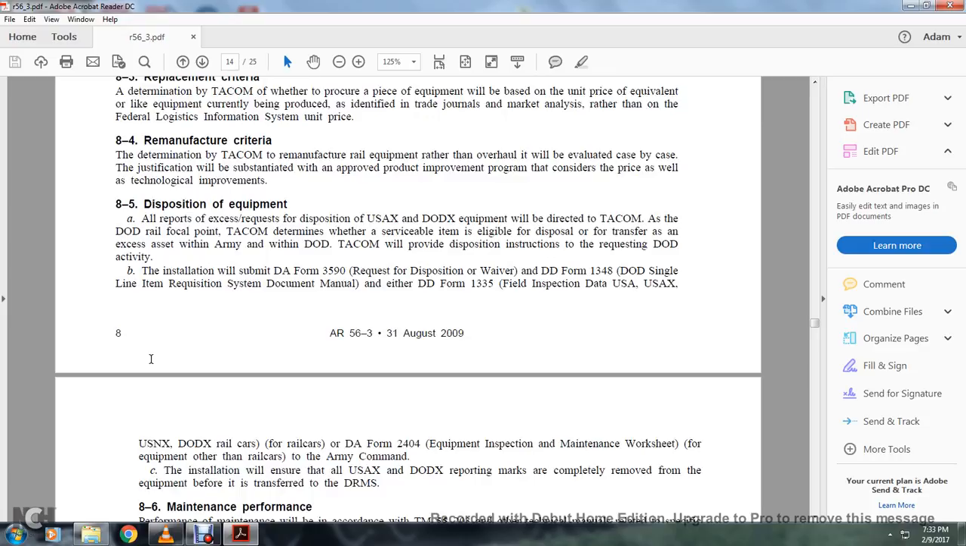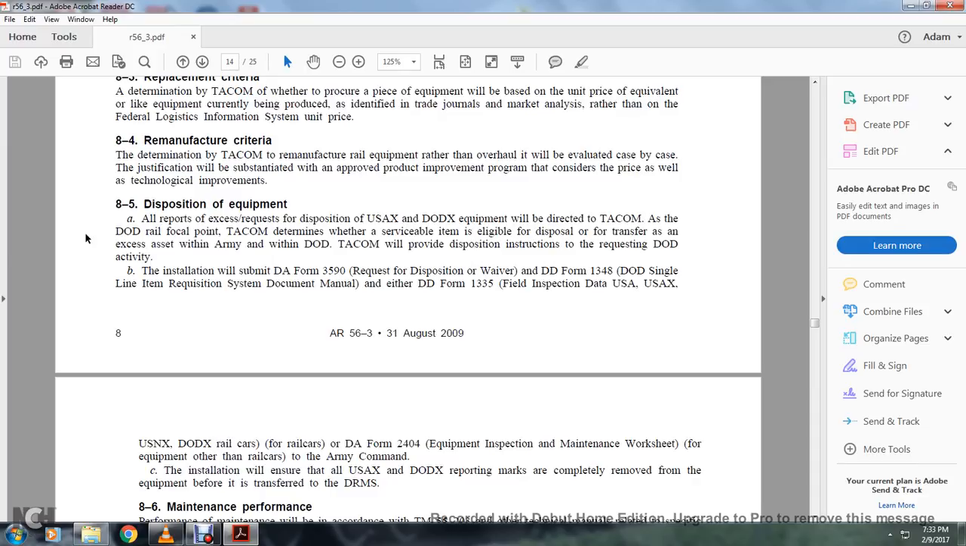8.5 Disposition of equipment. All reports of excess and requests for disposition of USAX and DODX equipment are directed to the Transportation Agency Command. The Department of Defense Rail Focal Point of the Transportation Agency Command determines whether the item is eligible for disposal. If the Army transfers the excess to the Department of Defense, TACOM will provide disposition instructions.